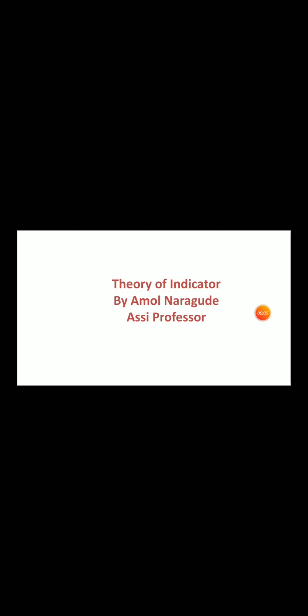Today we will see the next chapter, that is theory of indicator, for the syllabus Pharmaceutical Inorganic Chemistry, Form D as well as B Form C. So this is a chapter of theory of indicators. We'll see in that what is the meaning of theory of indicator, what are the indicators, what are the requirements of indicators, etc. So first of all, we need to know the meaning of the indicators.